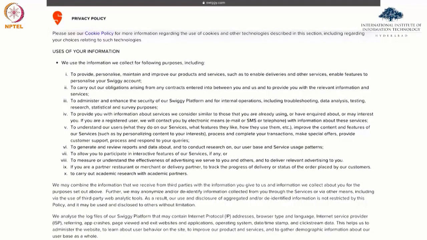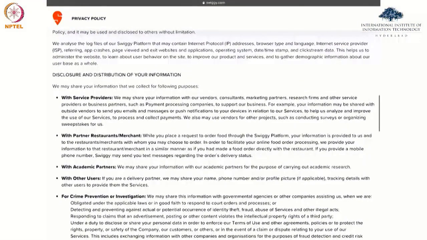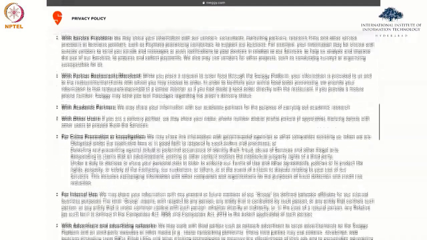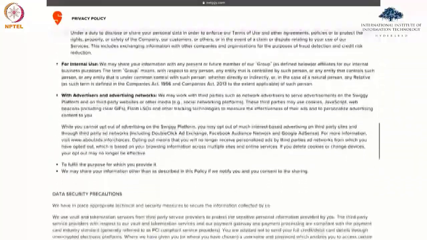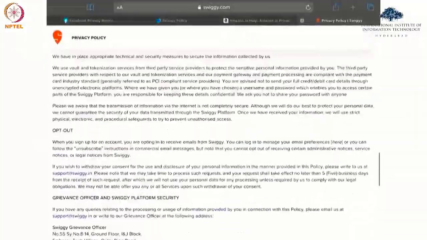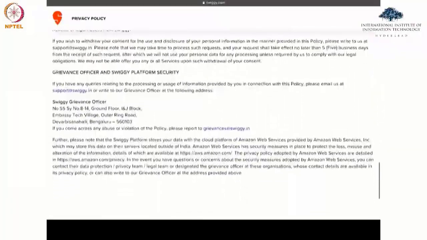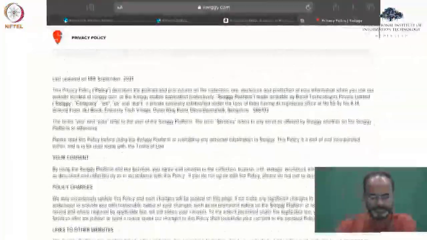We use information we collect for the following purposes, including to provide, personalize, maintain, and improve our products and services, such as to enable deliveries and other services, enable features, to personalize your Swiggy account. Disclosure and distribution of your information with service providers. We may share your information with our vendors, consultants, marketing partners, research firms, and other service providers or business partners, such as payment processing companies, to support our business. Right. So again, this third-party sharing is also very common across all the services. For crime prevention and investigation, for internal use with advertisers, data security precautions, opt out. Right. So that's Swiggy's privacy policy.